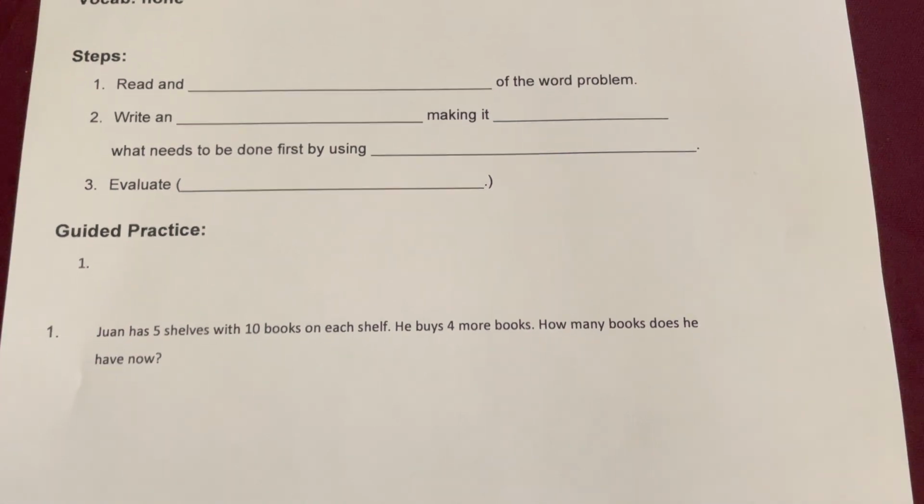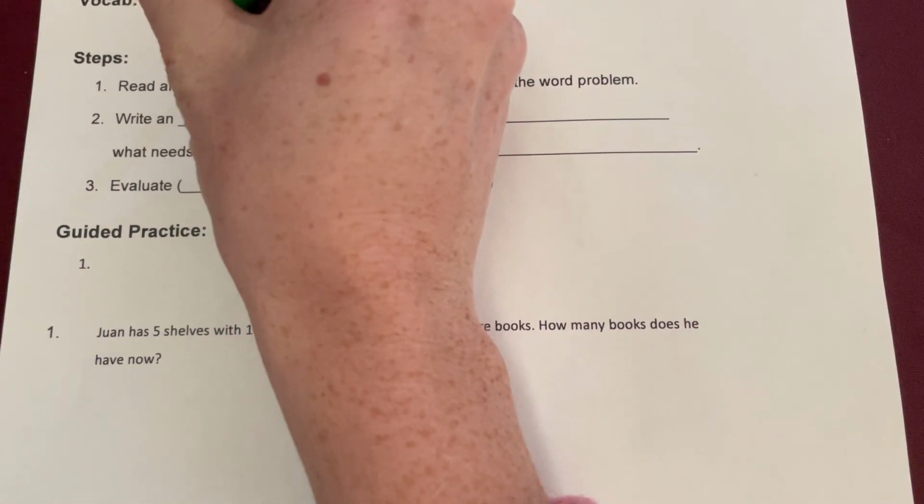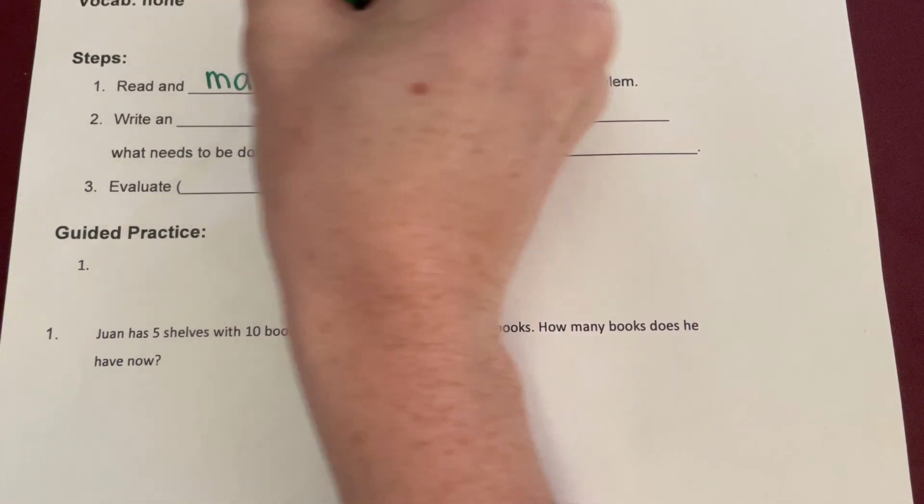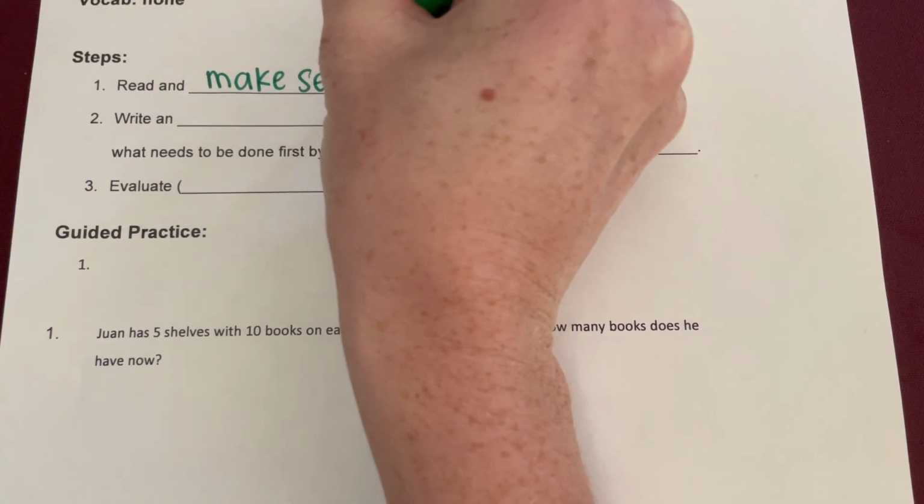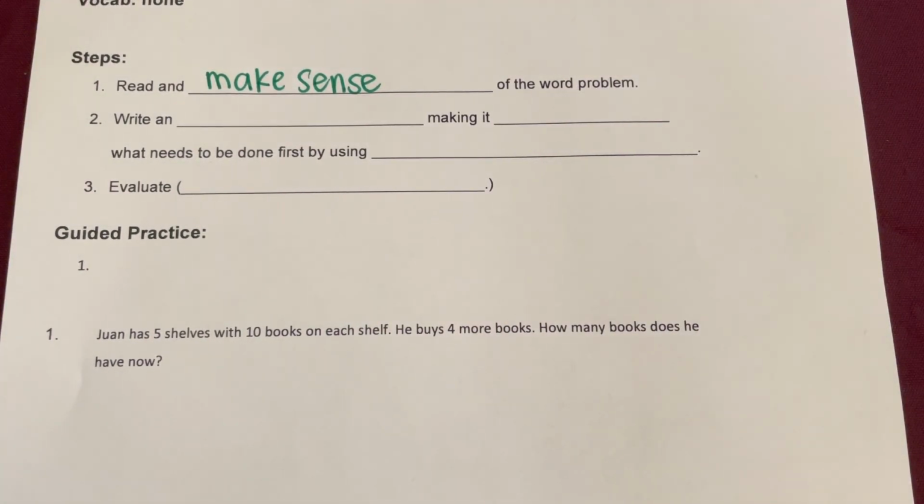Our first step is read and make sense of the word problem. And again, I'm writing in green, so if you do not have a pencil out, go get your pencil out. We are writing whenever I'm writing in green. Whenever it's red, you're pausing.